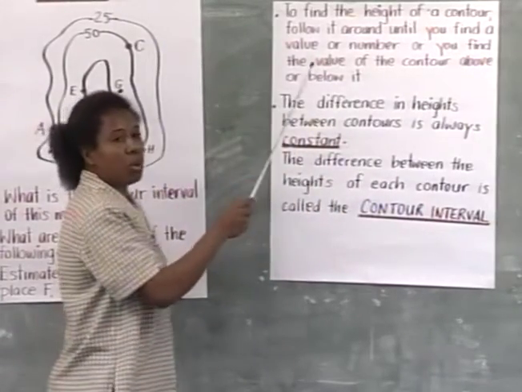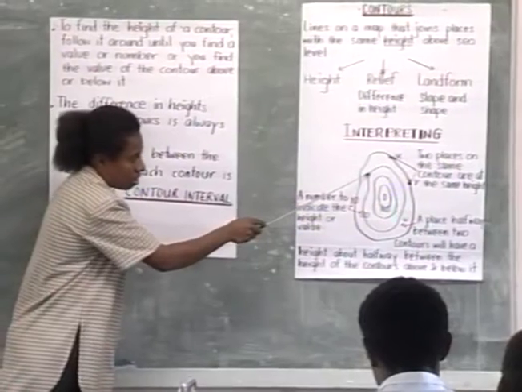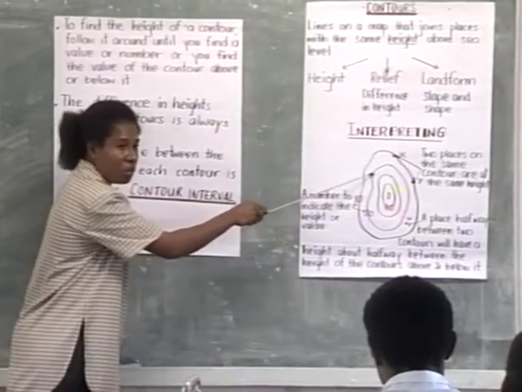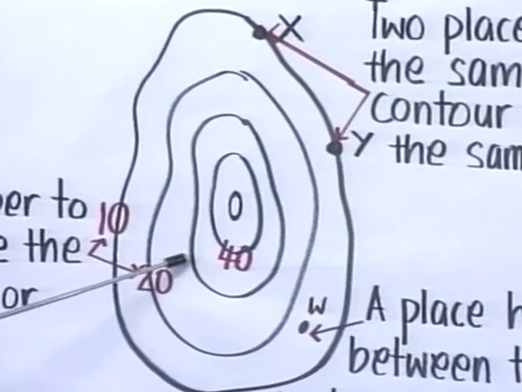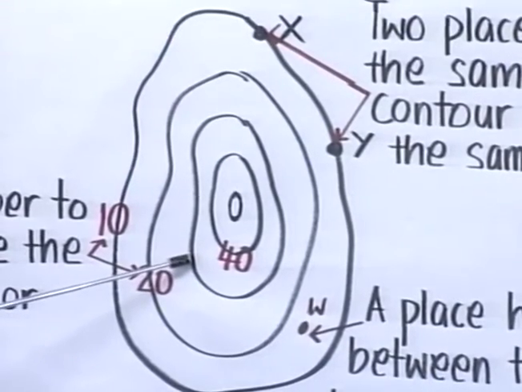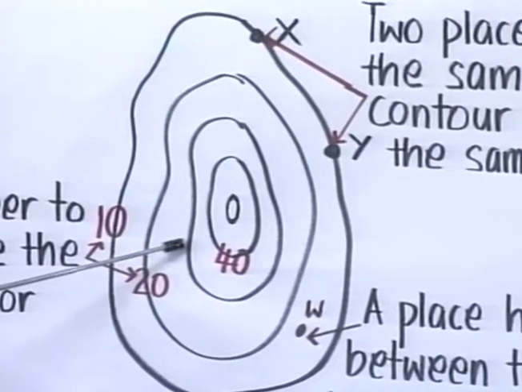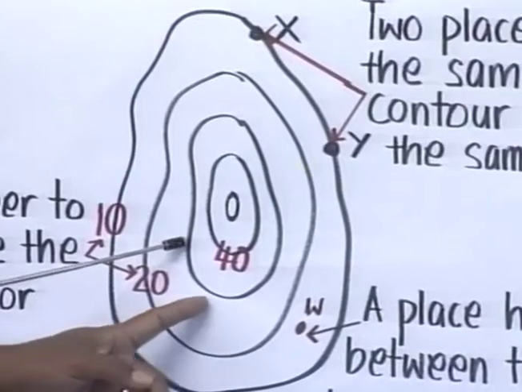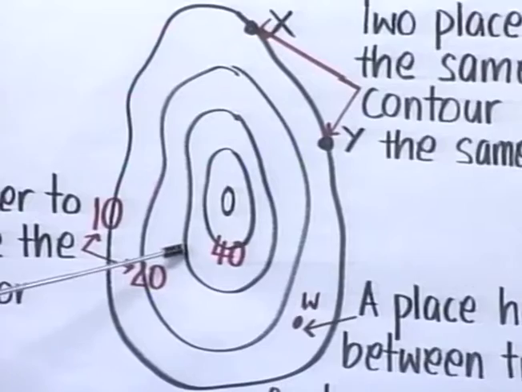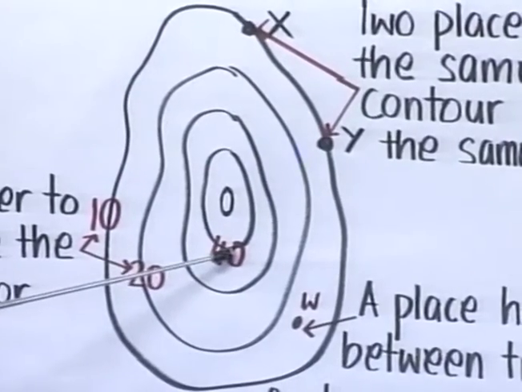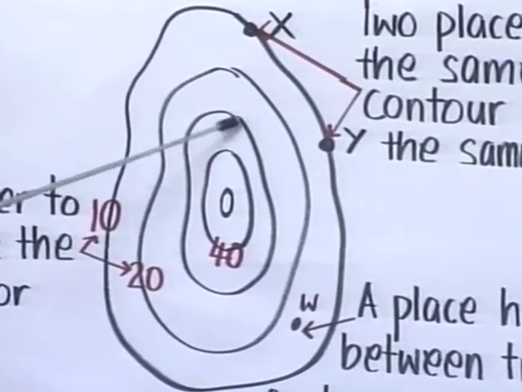Or what you could also do is find the value of the contour which is above this particular contour, and the value of the contour which is below it. Say you're looking for the value of this contour here, you follow the line right around, and what do you end up with? Nothing. But that doesn't mean that this particular contour does not have a value. It does have a value. What you need to do is check the contour above it and the contour below it, and you can work out what the value of this contour is going to be.